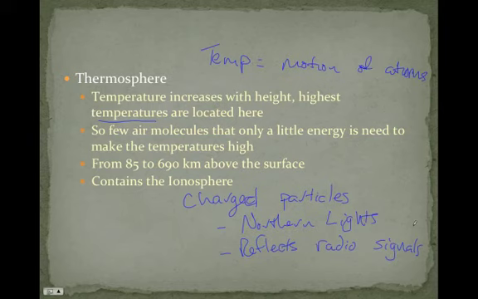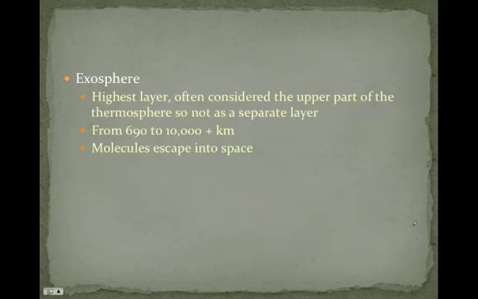So in the thermosphere, molecules are very far apart. It's the lowest density. Temperature will actually record high because each molecule is moving a lot, but they're just very far apart. It contains the ionosphere. The last layer is called the exosphere. It's the highest layer, often considered the upper part of the thermosphere, so not a separate layer. It's just where we kind of have the boundary into space.